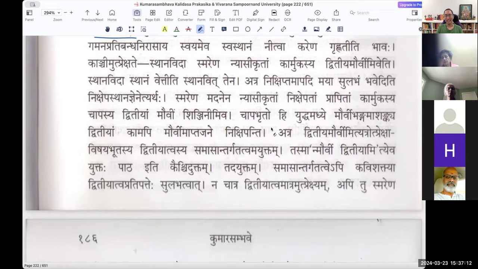Kanchi utprekshate: sthanavida smarena nyasikritam karmukasya dvitiyam maurvim iva. Sthanavida sthanam vetti: atra nikshiptam apadi maya sulabham bhavet iti nikshepa sthanagnyena. If I keep it in this particular place, it will be easy for me to take it again in case I need it. Nikshiptam, then apadi, in case of an emergency, I can easily take it back. So he knows the perfect sthanam to place that spare. Smarena madanena nyasikritam. Nyasam ityukte, it's something that you keep somewhere to take it back always. So nikshepatam prapitam, it has been placed there so that he can take it again.